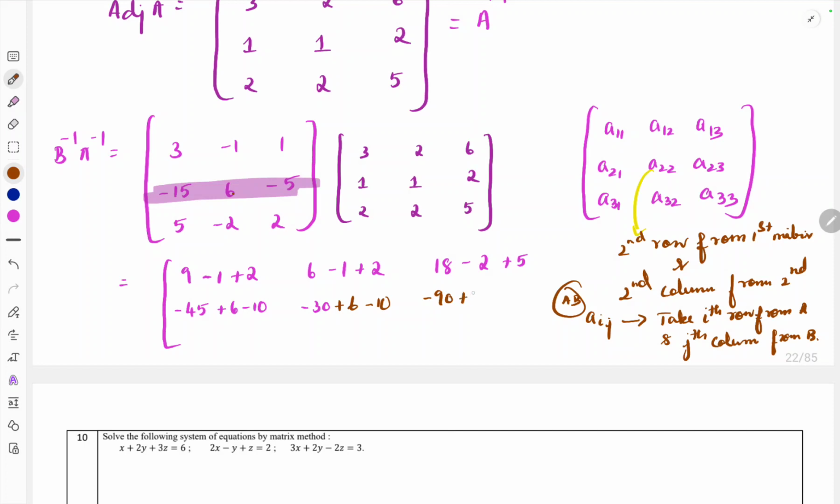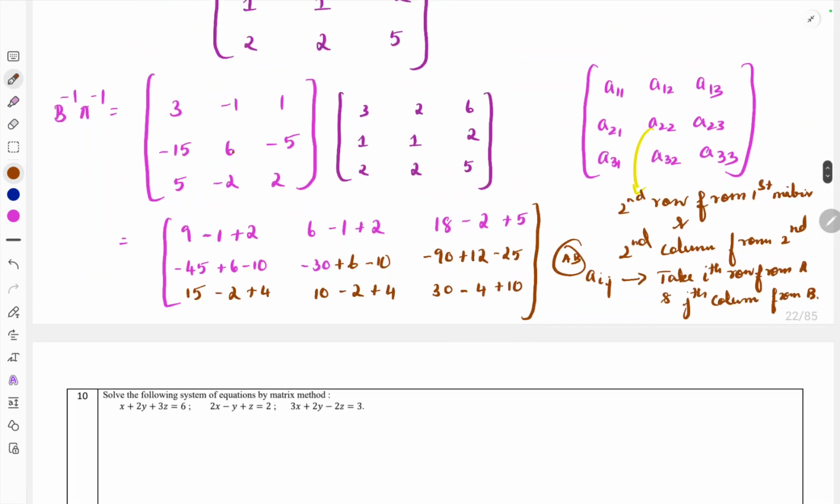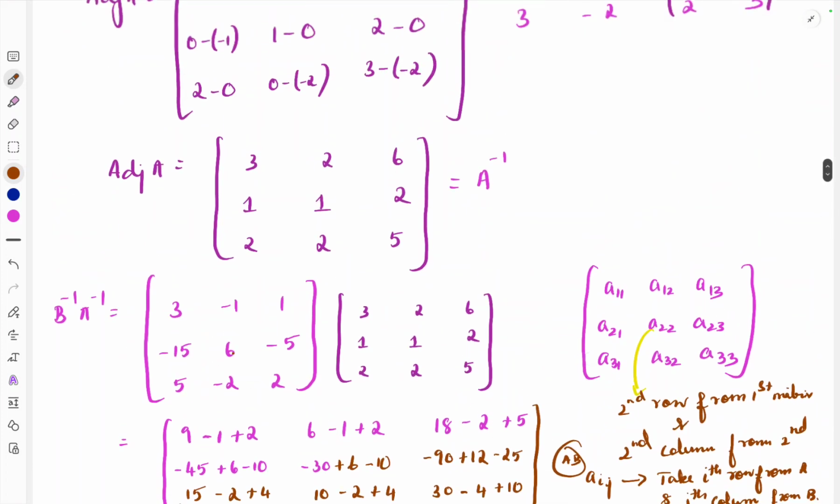6 2s are 12, minus 25. And now third row, first column. So 5 3s are 15, minus 2 plus 4. 5 2s are 10, minus 2 plus 4. So here 5 6s are 30, minus 4 plus 5 2s are 10. So this will be the answer. Now we have to just simplify this. I'll write the final answer here.